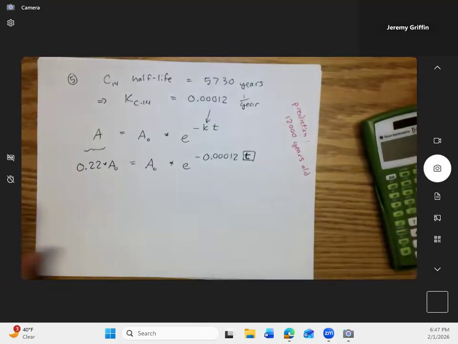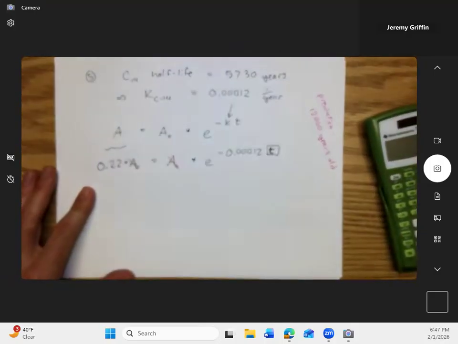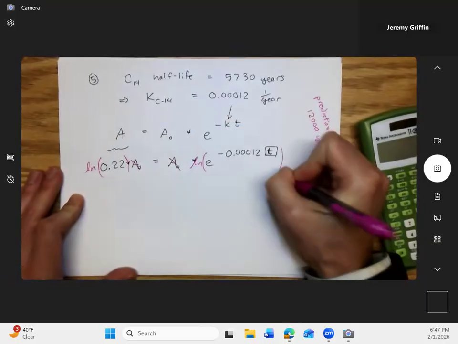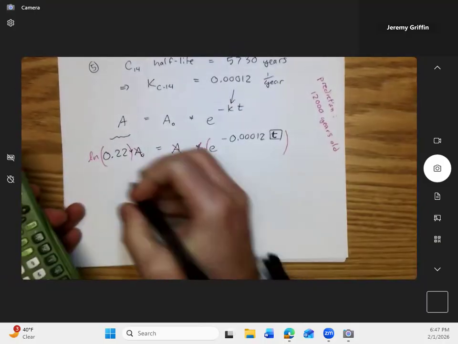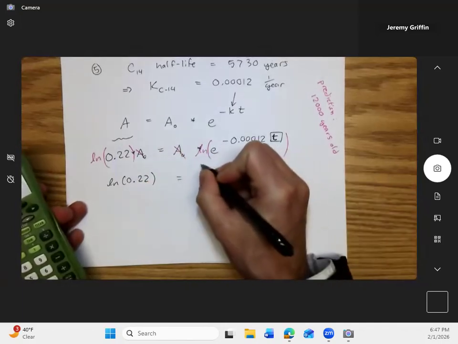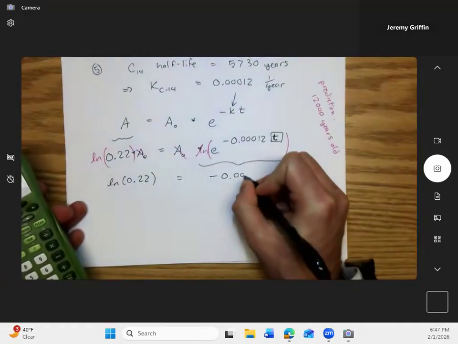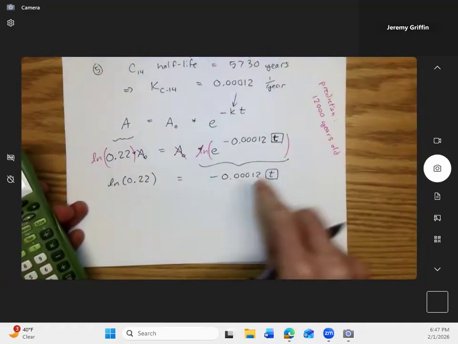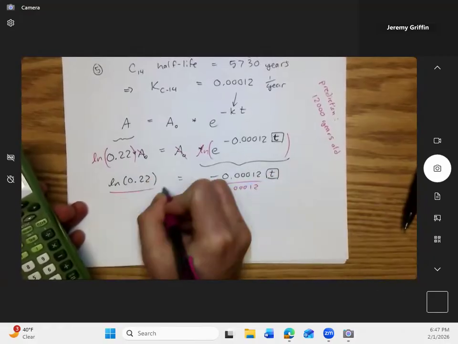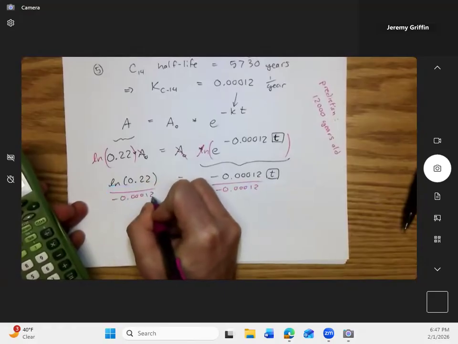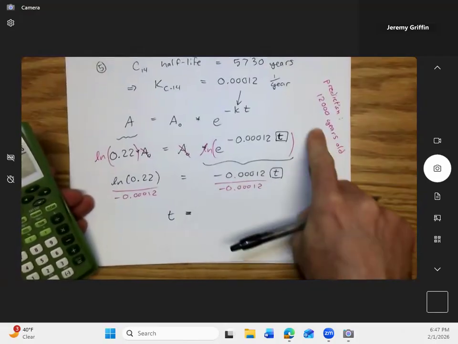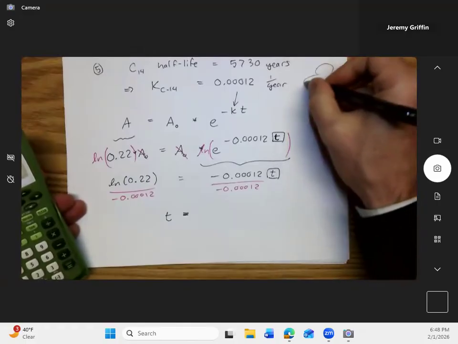Okay, so I'm going to take the natural log of the left side equals natural log of the right side. So natural log, let me just leave the numbers there. It all simplifies to negative 0.00012t. Divide both sides by the coefficient, 0.00012, and now it'll tell us t. It should be pretty close to this. Let's see how close to 12,000 years old it is.